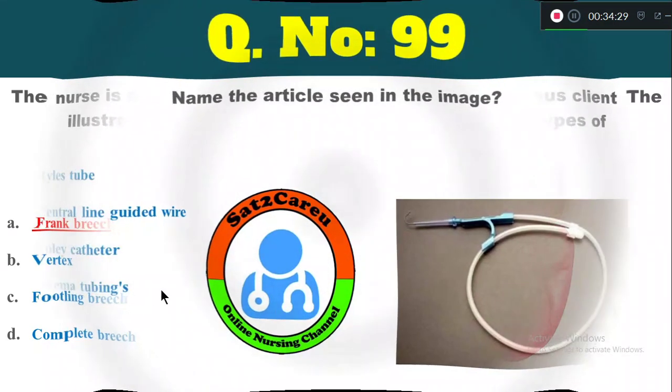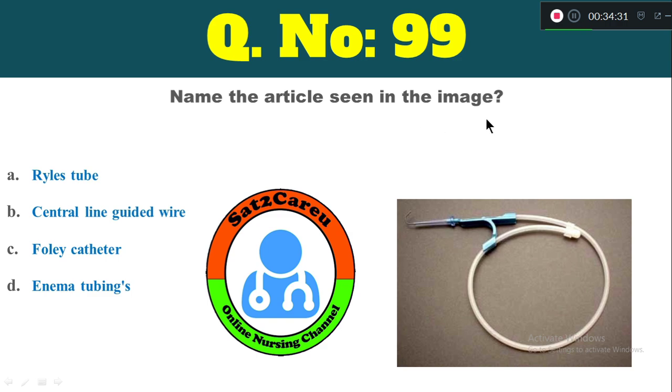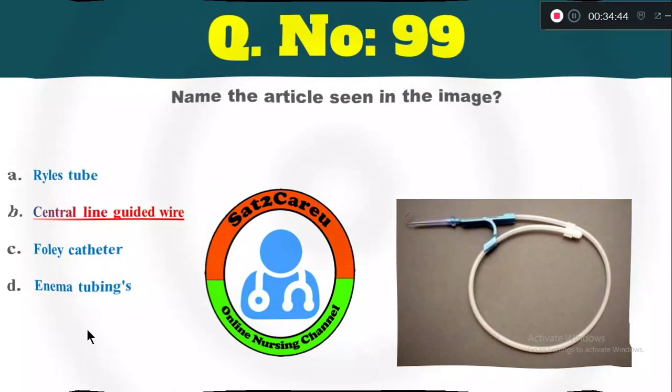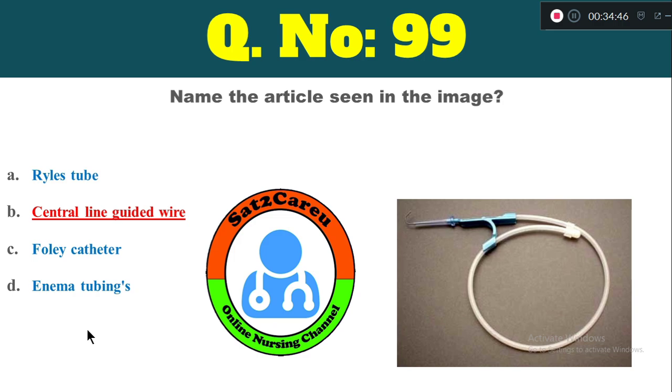Question number 99. Name the article seen in this image. Option A, Ryle's tube. Option B, a central line guide wire. Option C, Foley catheter. Option D, enema tubing. The right answer is central line guide wire. It is a central line guide wire.